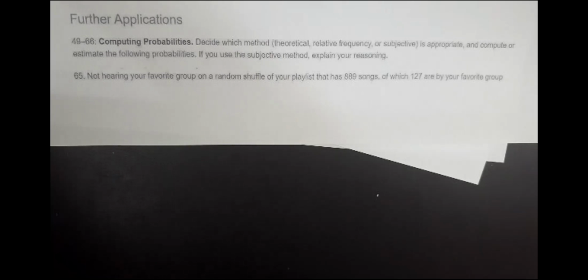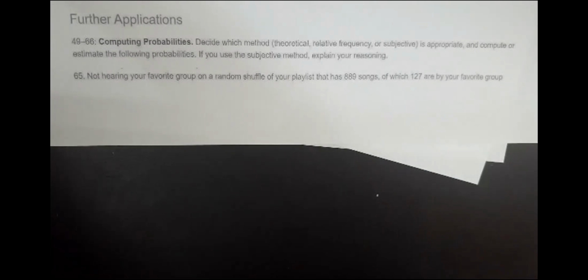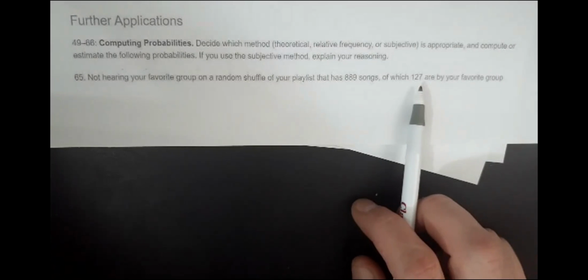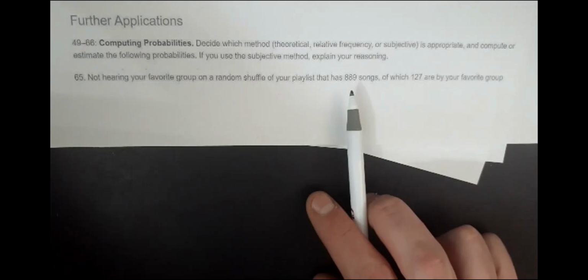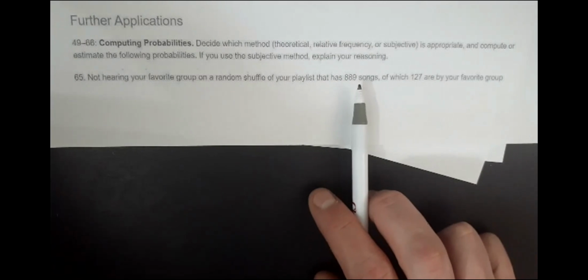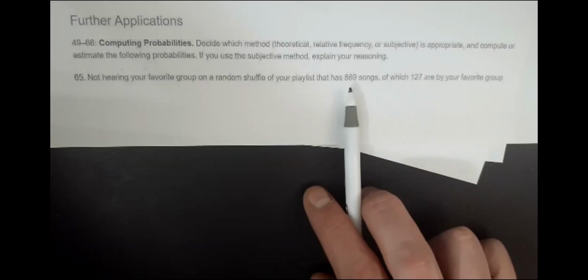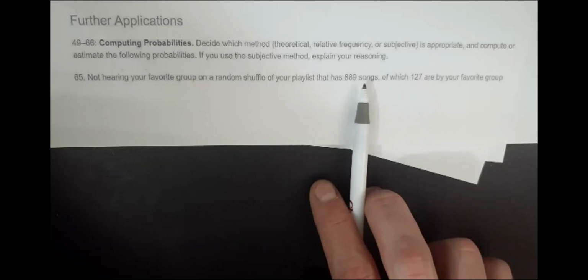Would it be theoretical? Yes, it would be theoretical because you're not actually looking at the total number of songs that played. You're looking at what? 127 are by your favorite group. So there is a little bit of handwork we need to do. If 889 songs are the total, these are the total possibilities, right?